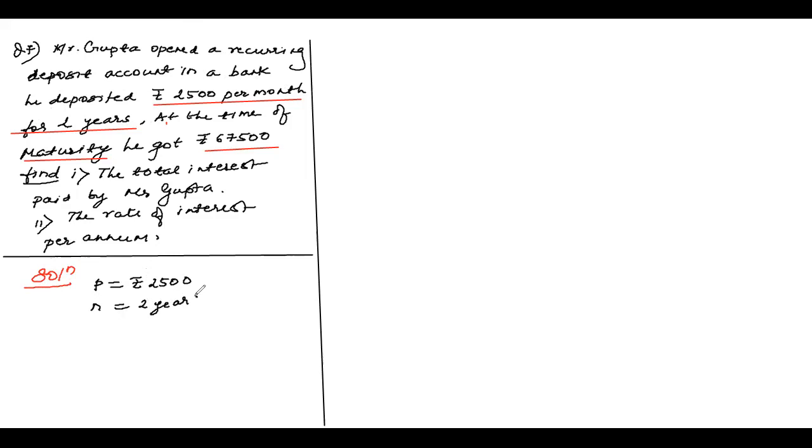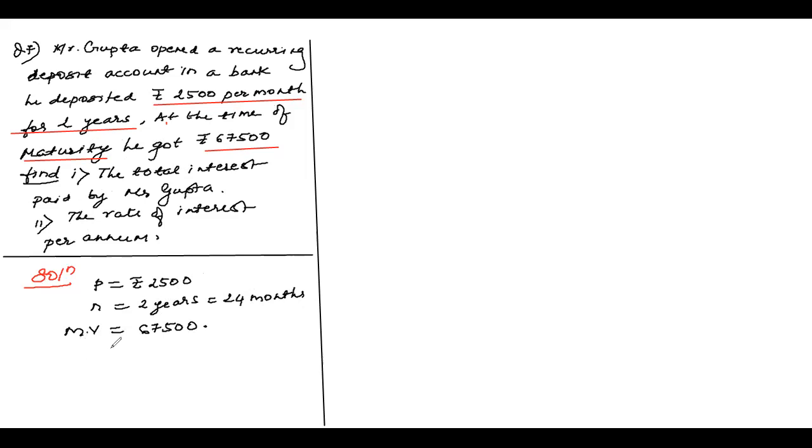But children, this is 2,500 per month, so the 2 years I have to write in months. 2 into 12, 24 months. Are you getting me here? So put 2,500 for 24 months. He got 67,500 at the time of maturity. This is the maturity value. Now the question has made it easier to find the total interest.